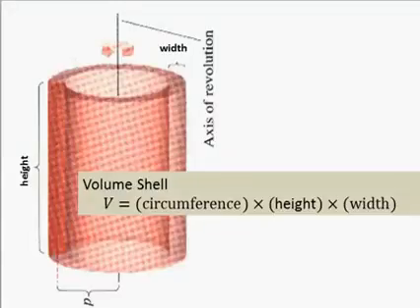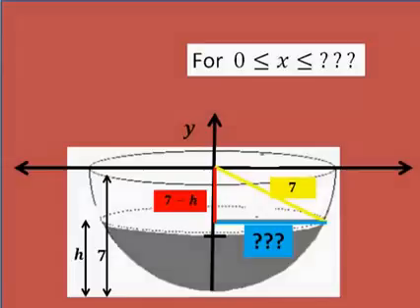Recall the volume of a shell is circumference times height times width. So I need to find those three components. But I also need to find my range of x. X is non-negative because I'm rotating about the y-axis. So the range of x starts at 0. How high up does it go? The temptation is to say it goes up to 7, but unfortunately, unless the bowl is filled to the top, it won't. It'll go to the curve.